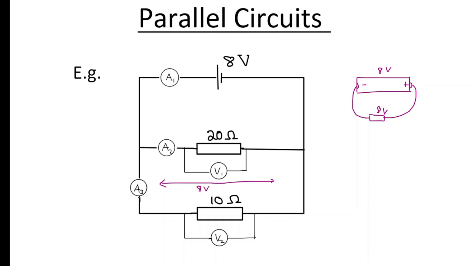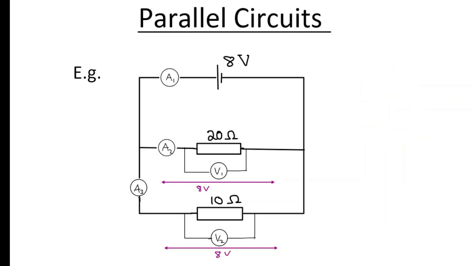Now, if you look at the next branch, you can see you got another 10 ohm resistor that is also like that. Now, if you think about it, that is also connected across the same power supply. It feeds a full 8 volts. So that here is also 8 volts. So obviously the readings on each voltmeter, V1, V2, is also 8 volts.